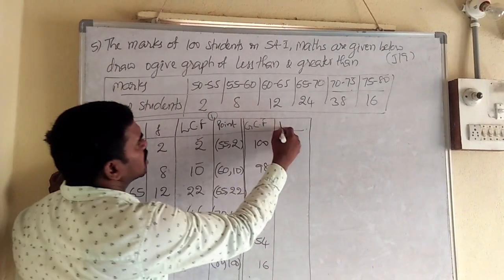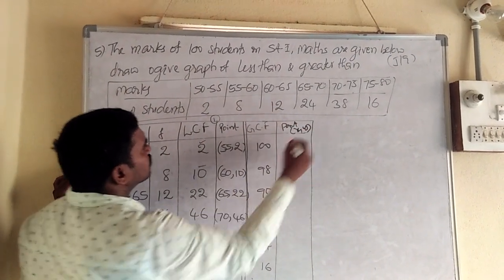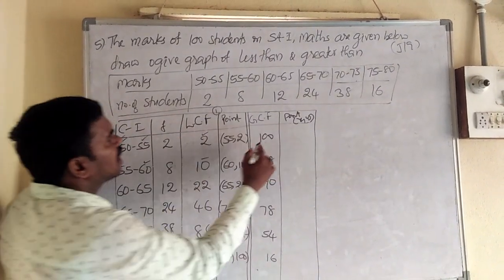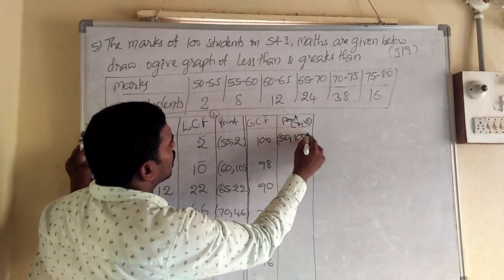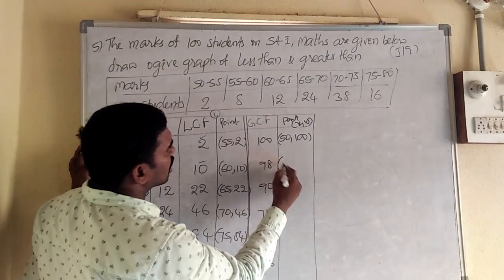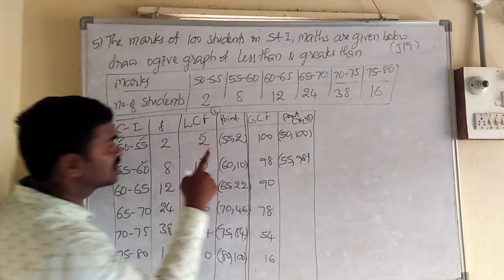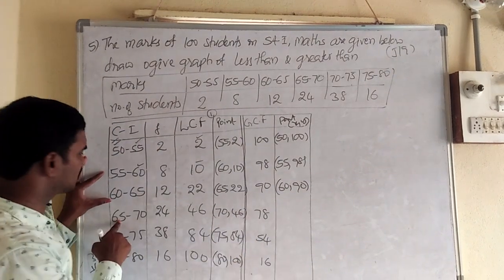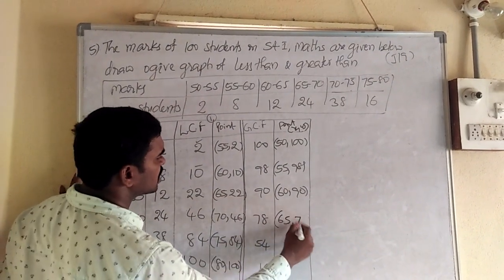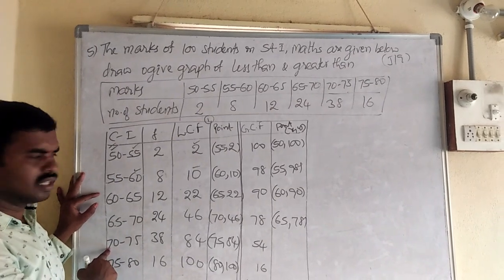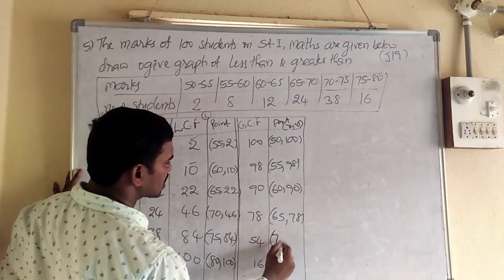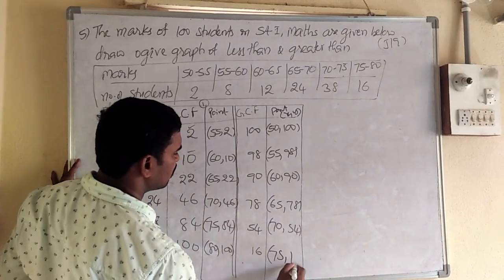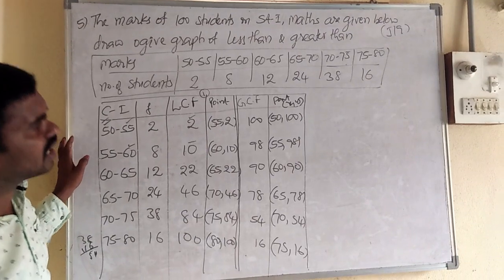How can we find the point x comma y? Here we have to take the lower limit. 50 comma 100. Next 55 comma 98. Two questions are asked in the one question only. 60 comma 90. Next 65 comma 78. Next for 70, 54. Next for 75, 16. Okay, for this we have to draw the graph.